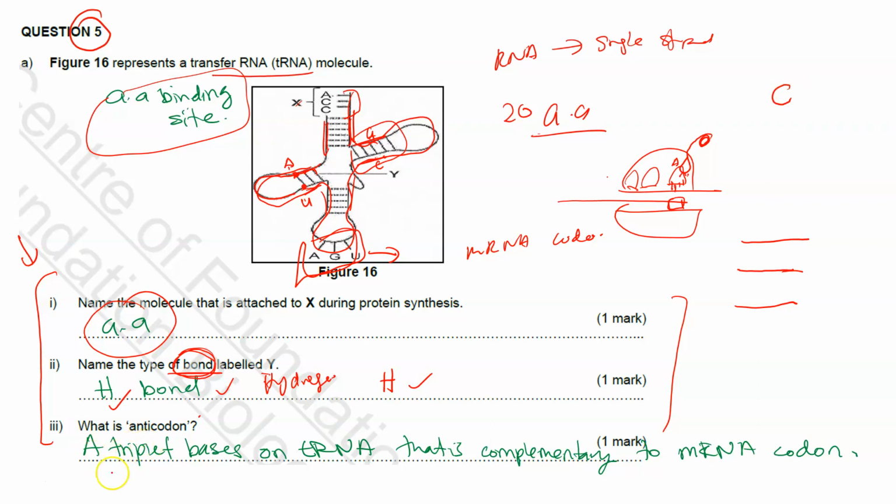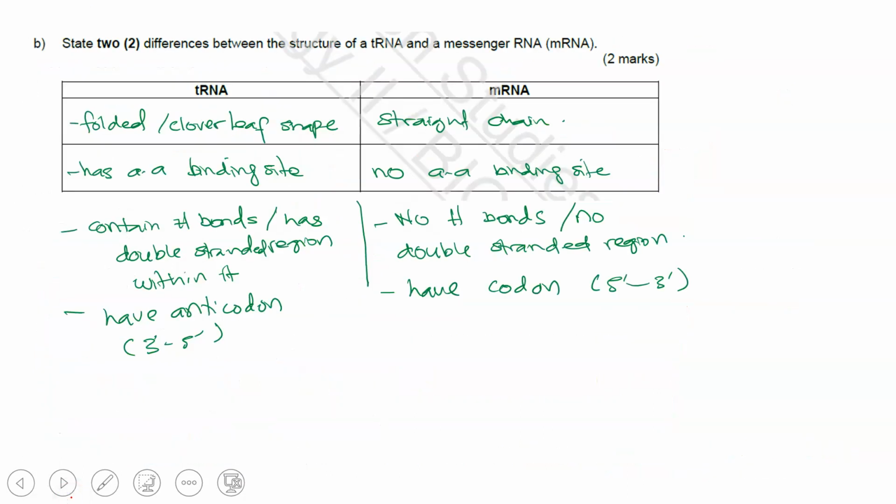Okay, so what is anticodon? So anticodon, you just give the definition, which is a triplet basis on tRNA that is complementary to the mRNA codon. So do you have any question? So ini jap the next question for you to differentiate. So bila soalan differentiate, you have to put your answer in a table. Tapi luckily for this question, dia dah bagi siap-siap table. Okay, so just fill up the table.